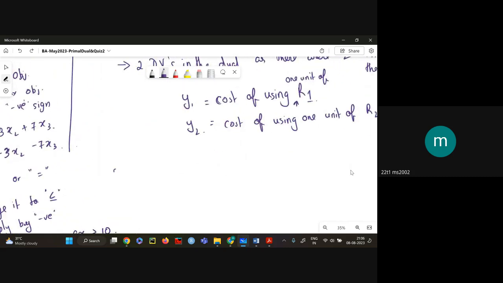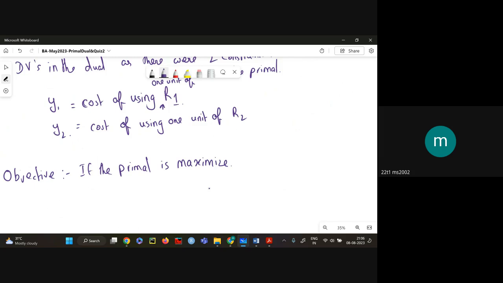Next comes the objective. So what could be the objective? Since I'm looking at resources, my objective here is going to be the opposite. I will minimize the cost associated with those resources. The brute force method is: if the primal is maximized, then the dual is minimized.